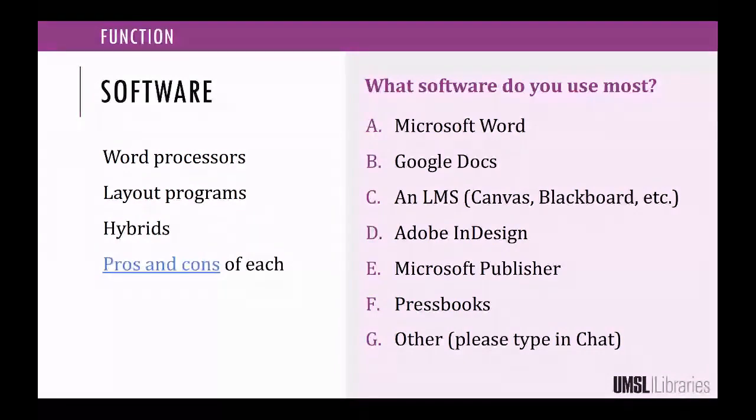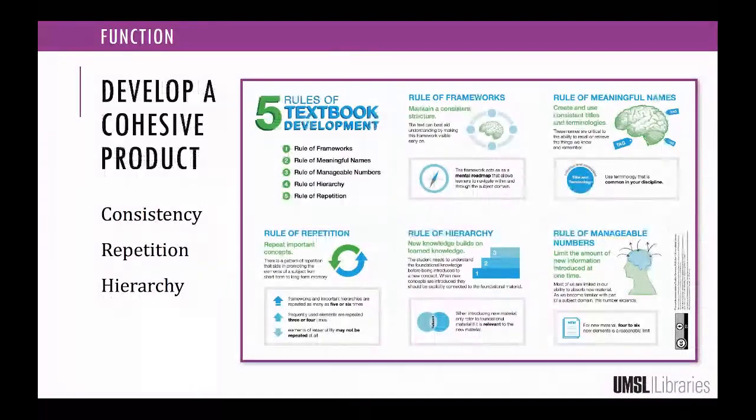Okay. So we're going to want to develop a cohesive project, which means consistency, repetition, and hierarchy. These three elements train your students to expect certain things from your book. They're especially important for OERs adapted from multiple sources. You're going to have to really give some thought to how you're tying your product together. I'm not going to go into real close detail on the image here, but you can definitely check it out if you download this presentation.